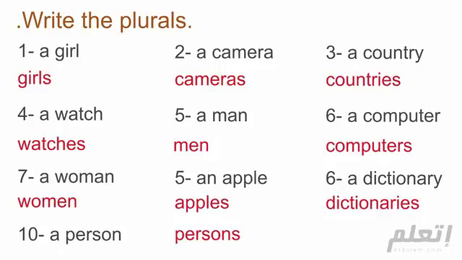A camera. Cameras, we just add S. A girl. Girls, only S. A country. Now look at this. You've got the Y letter. What is before it? It is a consonant. Then Y becomes IES. A watch. That is another trick. CH. So we add ES. So it is watches.